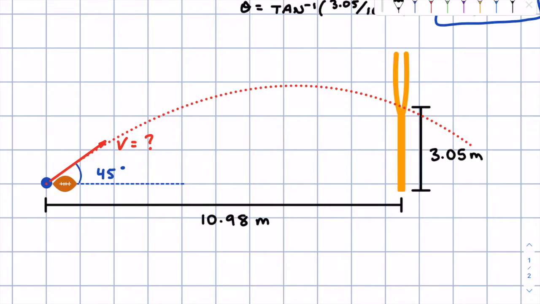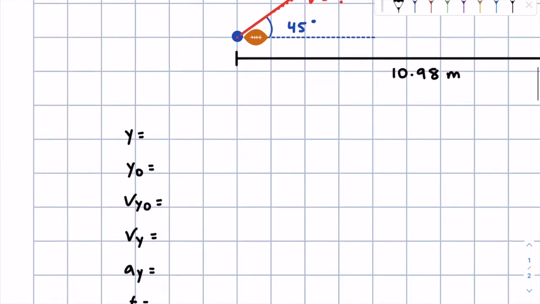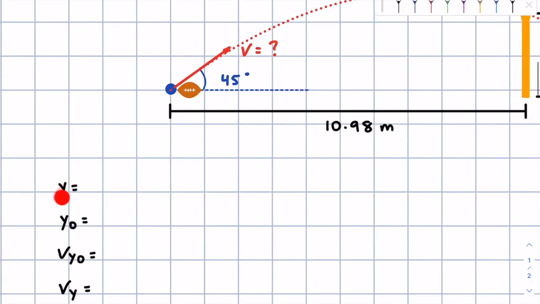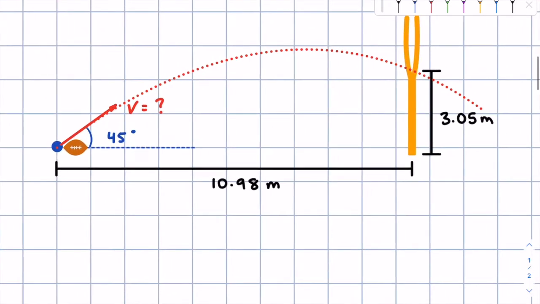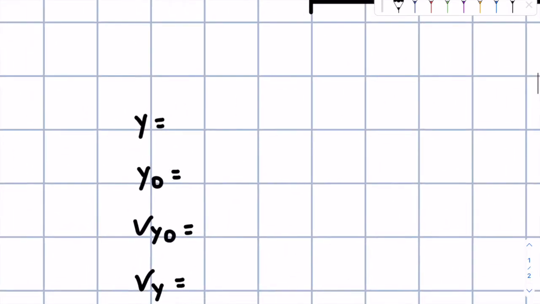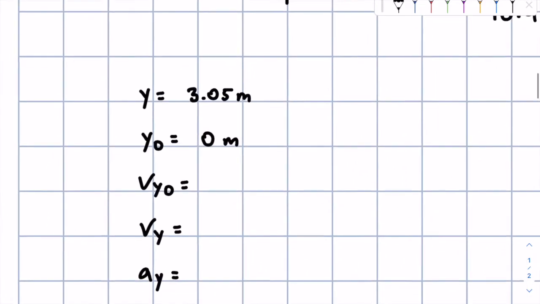Turns out we're going to want to start in the y direction. So we're going to start in the y direction for the kinematics. And we know that the ending height, this y final, has to be this 3.05 meters because if it reaches exactly 3.05 meters, it will just barely make it through the goalposts. So we can call this 3.05 meters. We can call y initial 0 meters because we're at the ground.